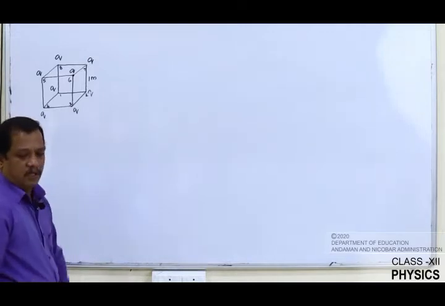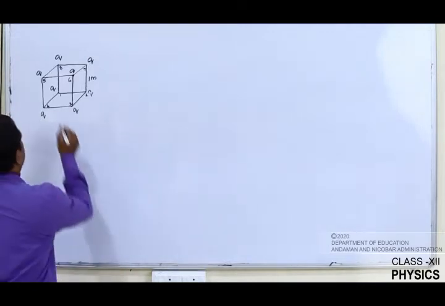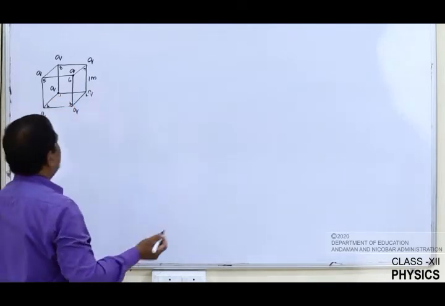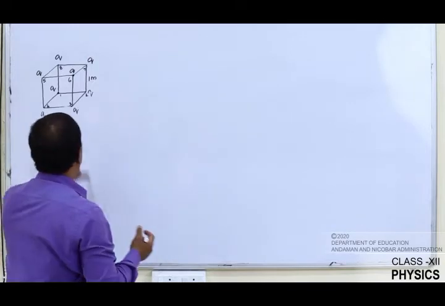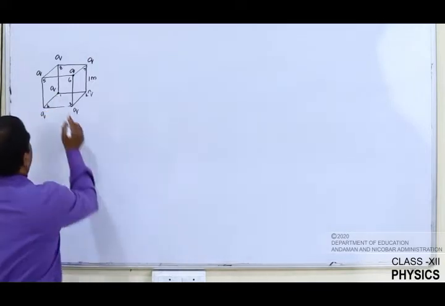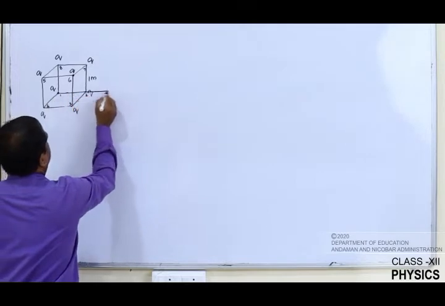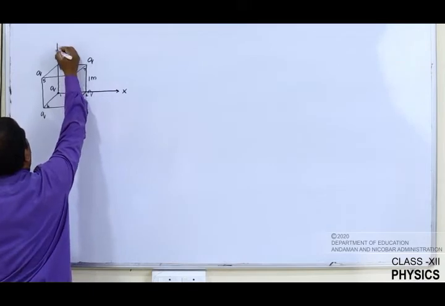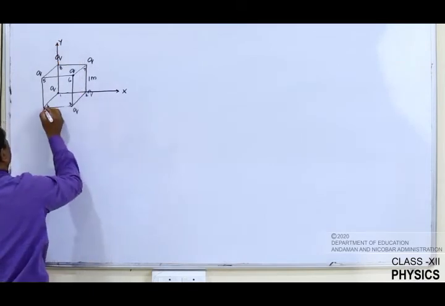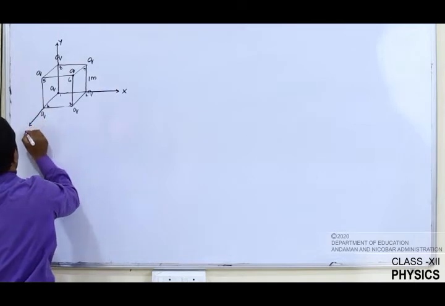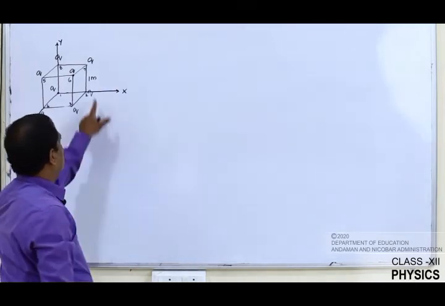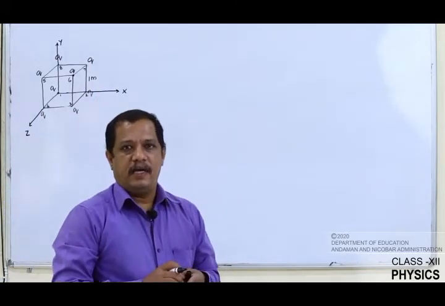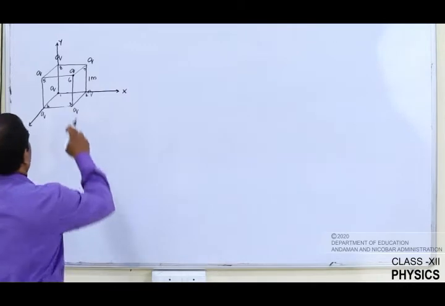I have to assume the origin also. So let me assume the origin at the vertex 1. I can assume the origin anywhere I like. For me, I find this will be the easiest one, and therefore this axis will be x-axis for me, and this axis will be y-axis for me, and this will be z-axis for me. I said each side of the cube is 1 meter, and I have to find what is the force here.